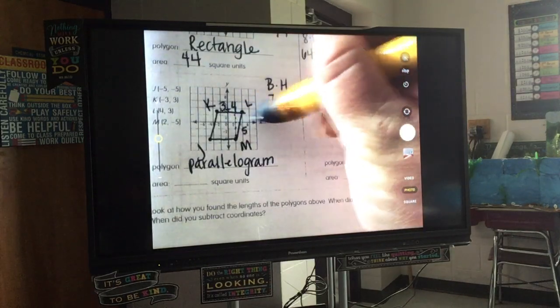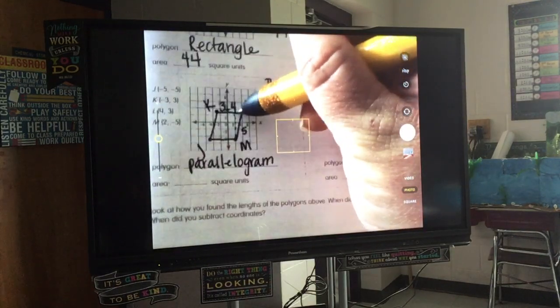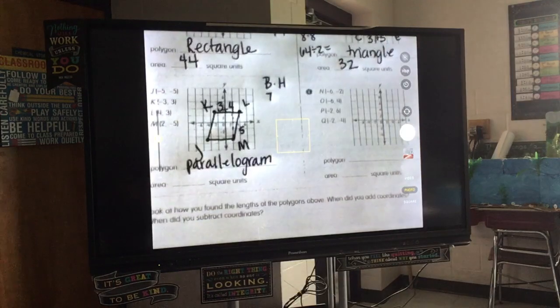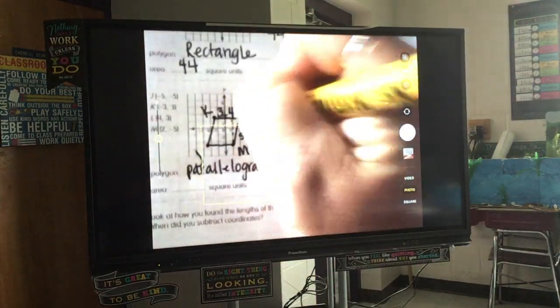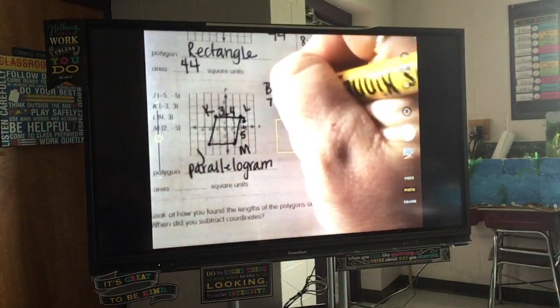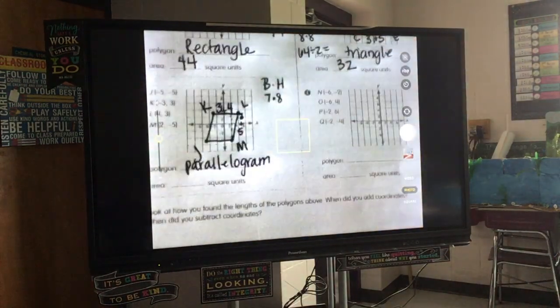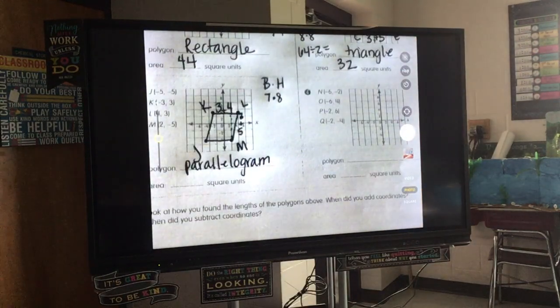So then you're going from the x-axis to this line, which is in between your 2 and your 4. What number falls in between 2 and 4? Levy. 3. Levy, what is 3 plus 5? 8. So then I'm going to do 7 times 8 equals, Major, 56.